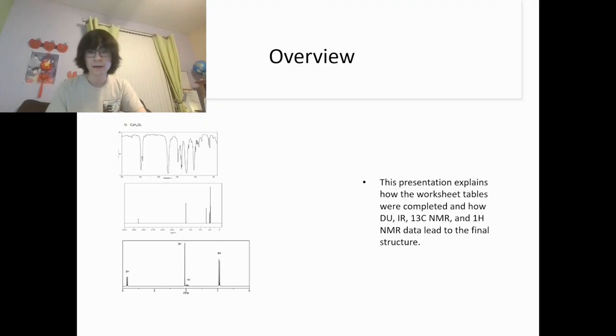talking about my spread because I did an assignment, or worksheet, for spectral problem O. I'm in group 4 and this is my presentation. It's basically going to be talking about the spectral data and all the worksheet tables, these three, as you see here, and how I basically completed these to be able to lead up to the final structure, as you will see in the end.